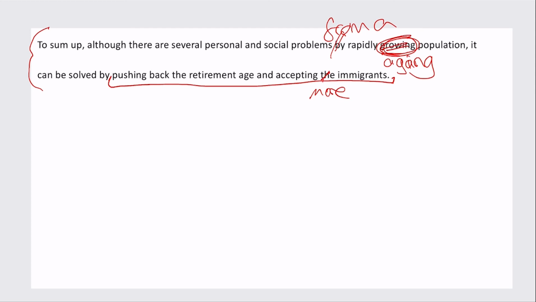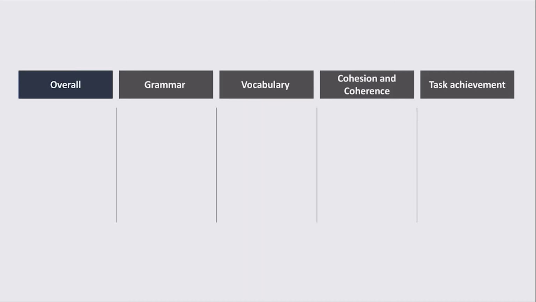So that's what they've done here. They've said there are personal problems, there are social problems, we should push back retirement, and we should accept more immigrants. So it's a nice short summary about what they talked about, which is good, which is what I like about their conclusion. So we move into marking. In terms of task achievement, I thought this was a well-structured, well-argued, logical essay. They expand and they argue a lot of their points well.